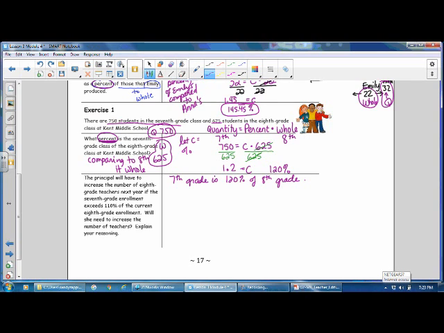So we know that there are 20% more. If it was the same, it would be 100%. So there are 20% more. So it says they could exceed 110%. Well, that means it could exceed it by 10%. So the answer is yes, definitely. Will she need to increase the number of teachers? If it exceeds 110%, well, it is 120%, so it is larger, so they will need to increase the number of teachers.